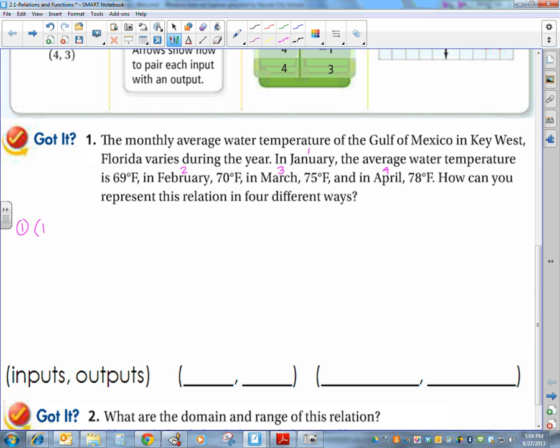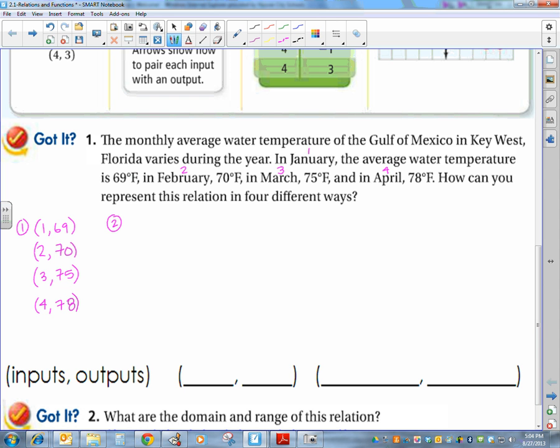In which case, one way we would have our ordered pairs. So we would say (1, 69), (2, 70), (3, 75), and (4, 78). All right, that's one method.